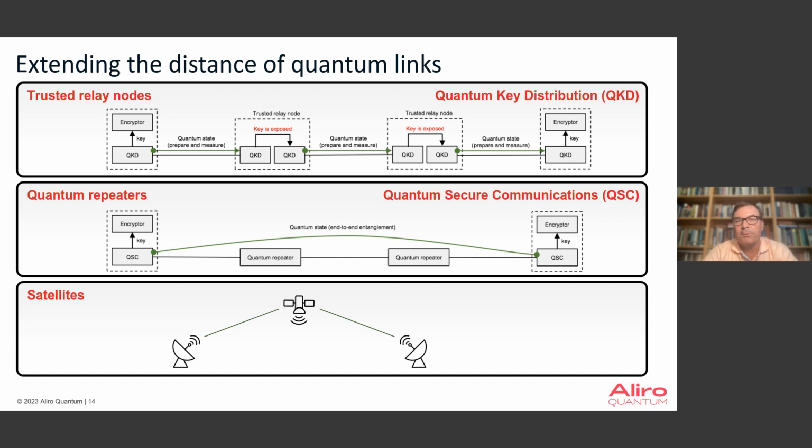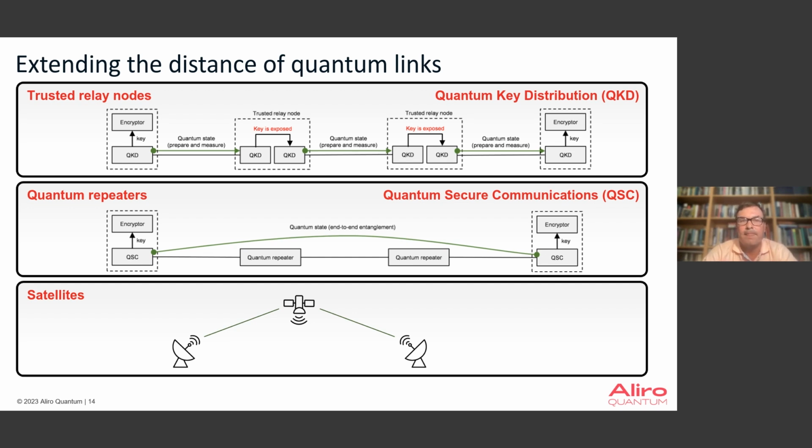A more secure, a better method is to use quantum repeaters instead of trusted relay nodes, which is shown in the second row of this slide. Quantum repeaters offer two important benefits. The first benefit is that the keys are not exposed at the quantum repeaters. The second benefit is that the quantum network, which is built out of quantum repeaters, is what we refer to as a universal general-purpose quantum network. It can be used not only for quantum secure communications, but also for other applications such as clustered and distributed quantum computing or sensing.